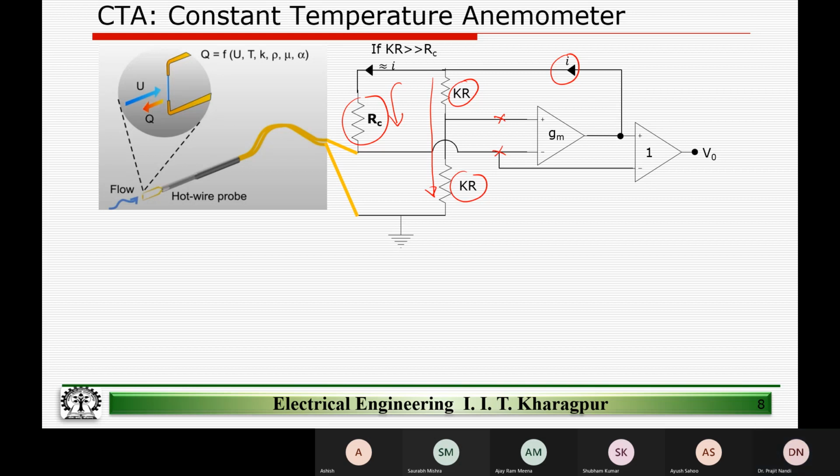this feedback, what is it going to ensure? If these two voltages are equal, what is it going to ensure? Can somebody tell me, if this resistor is RW, what is the relation of RW and RC in this configuration because of the feedback? Come on guys, should be simple.